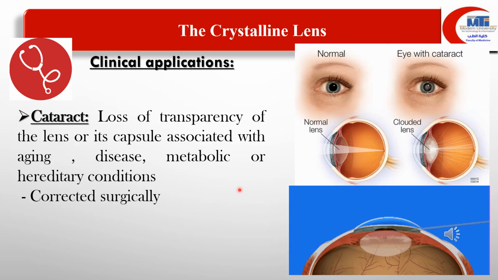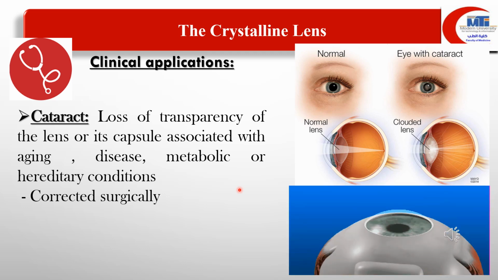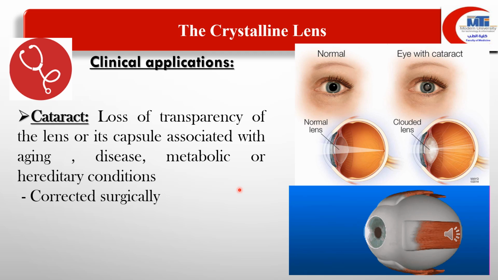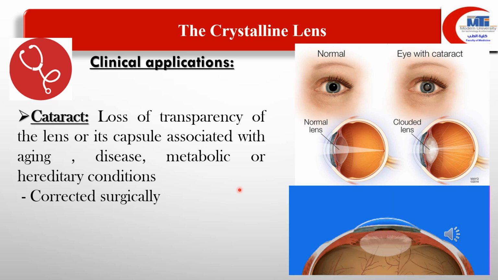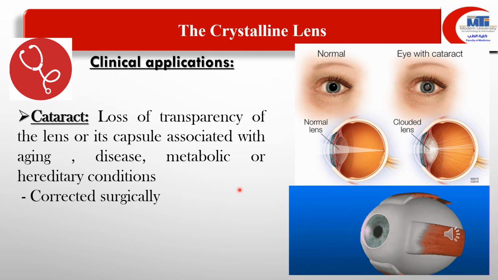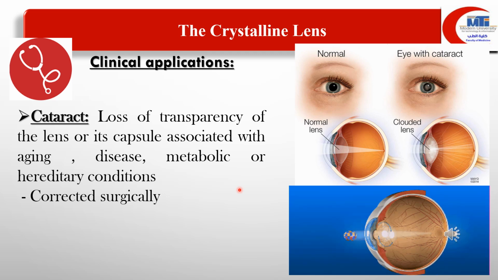Another condition is the cataract, which is a loss of the transparency of the lens or its capsule, mostly associated with age, or it may be due to a medical condition like disease, metabolic or hereditary conditions. It could be corrected surgically through removal of the affected lens and replacing it with an artificial one.